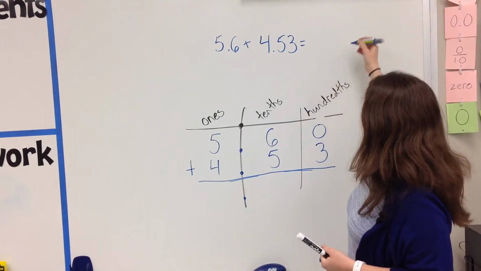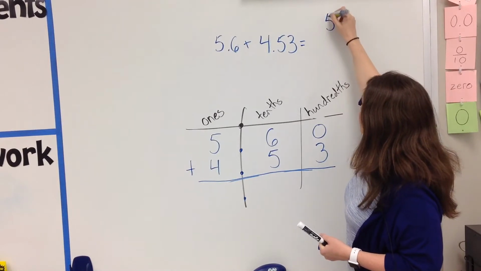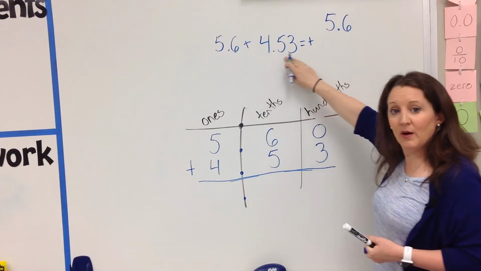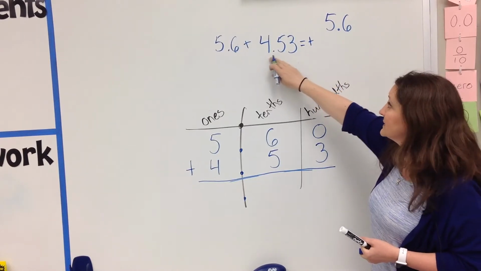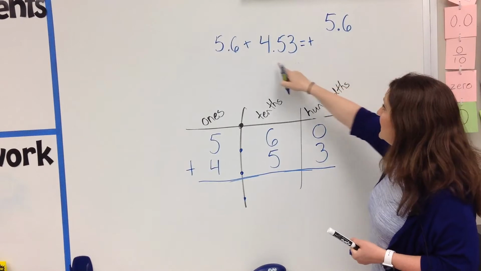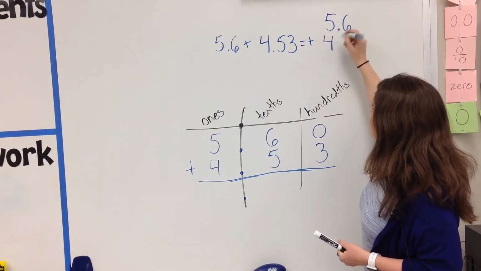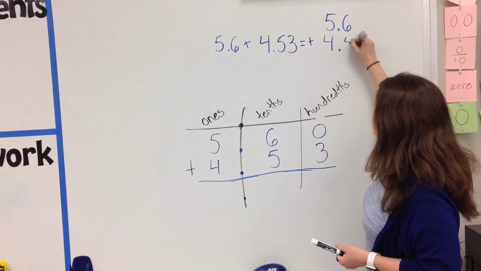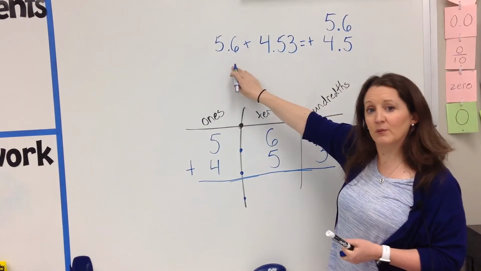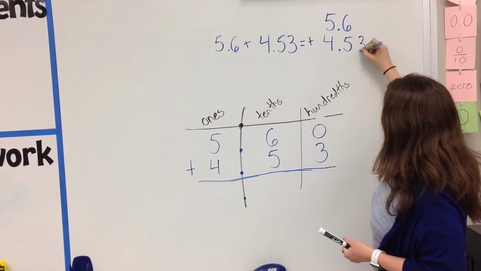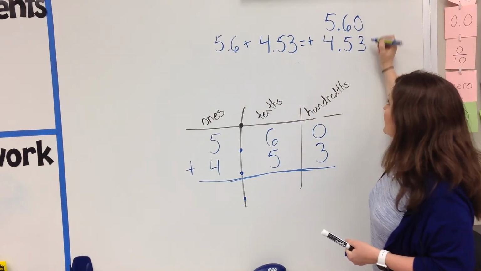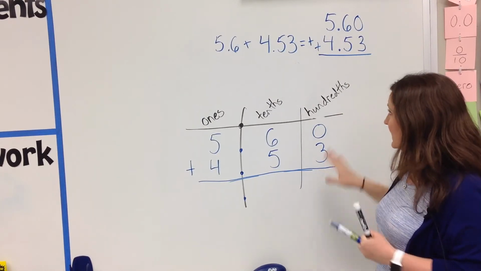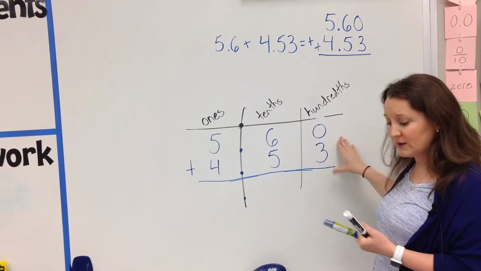Now, if I were just rewriting this as a vertical addition problem, 5 and 6/10, I need to line up all my place values. So when I start writing this number 4 and 53/100, I need to make sure that 4 ones lines up with my 5 ones from my first add-in, and that my 5/10 line up with the 6/10 from my first add-in. And then I have these 3/100 over here. And that's why I can fill that in with the 0, and I can add these up. So I want you to go ahead and add this problem up. Give me your final answer.